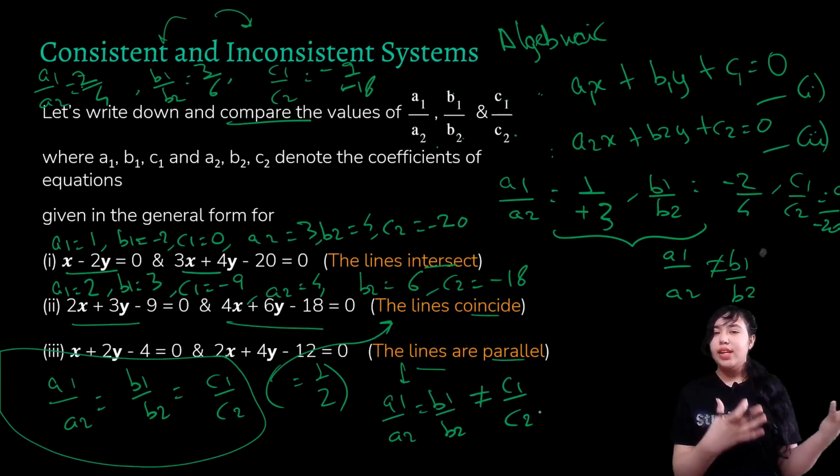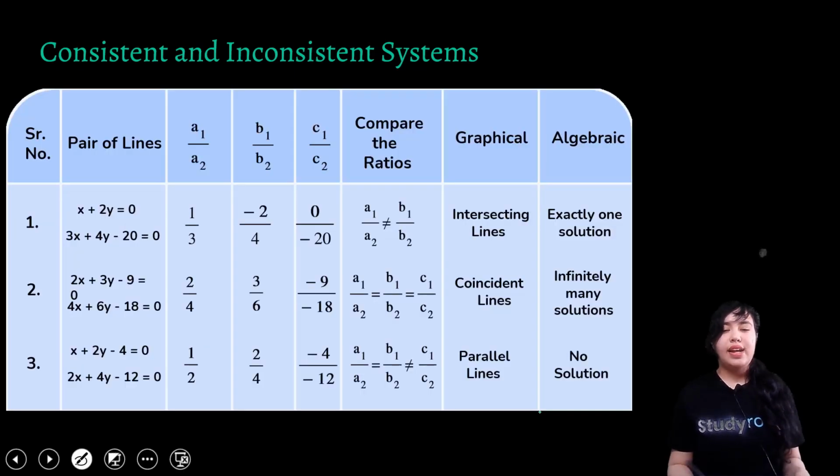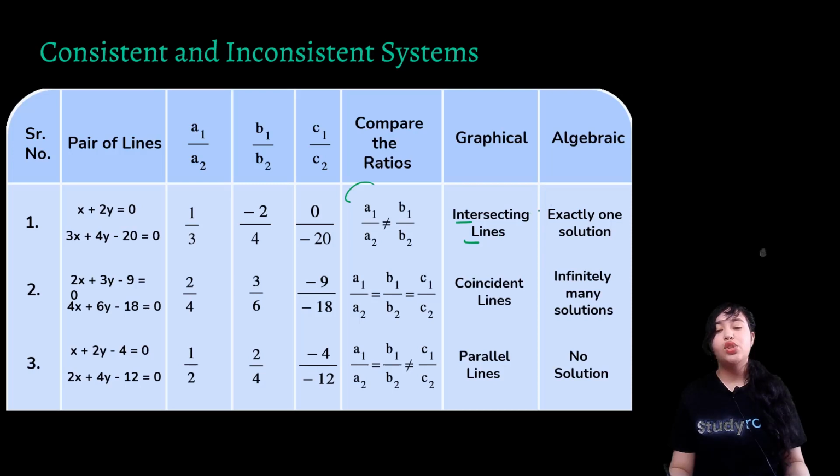Okay. So graphically we saw how we can figure it out. Now algebraically also we are through with it. Let's summarize it here. So you find these ratios and then you compare them. So when a1 by a2 and b1 by b2 are not equal, you get intersecting lines which always give us one solution, which we call unique. Then for coinciding lines, you get a1 by a2 equal to b1 by b2 equal to c1 by c2. So that gives me infinitely many solutions. Then a1 by a2, b1 by b2 are equal, but c1 by c2 is not equal. So we get a case of parallel lines, no solution.